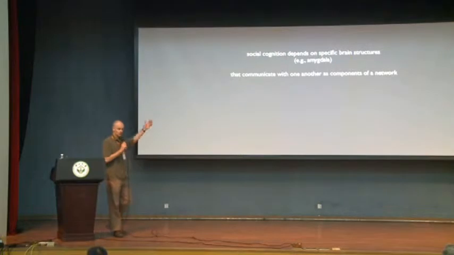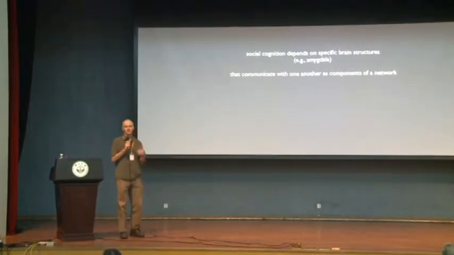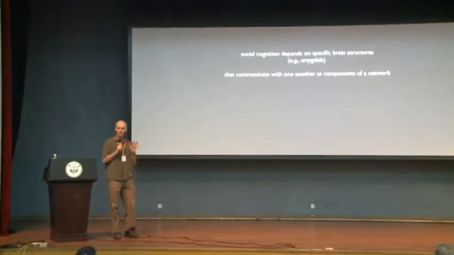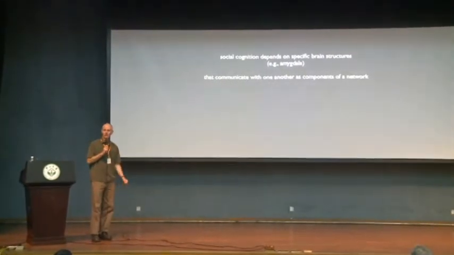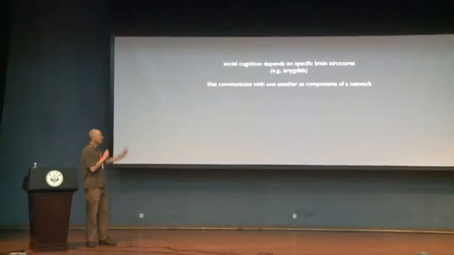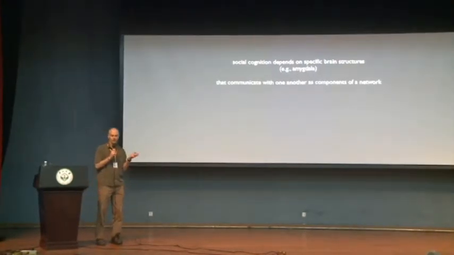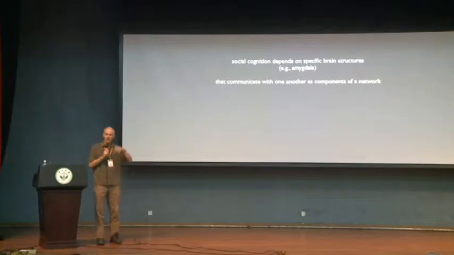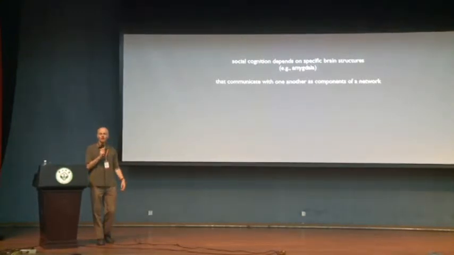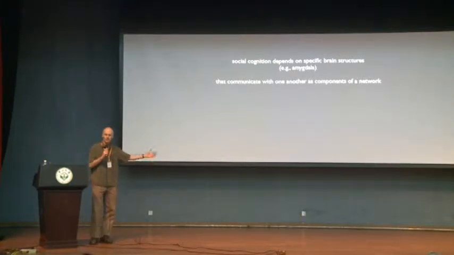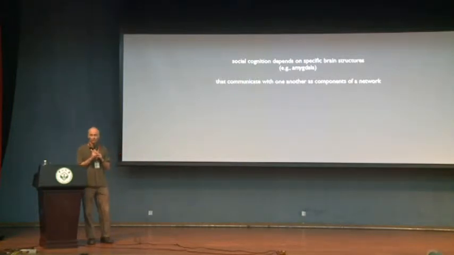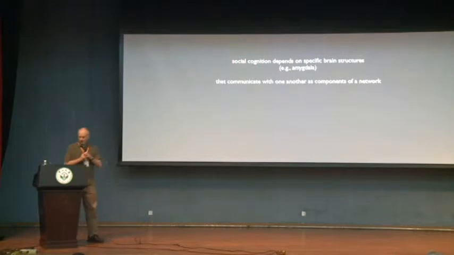So, as I mentioned, there are these structures, the amygdala, the insula, the ventromedial prefrontal cortex. You've heard about several of these already in some of the talks this morning. But they communicate with one another as components of a network. So the amygdala doesn't do anything in isolation. It's part of the extended network. It has input from some regions of the brain, for instance, ventral temporal neocortex that gives it information about faces, has connection with reward structures, and so forth.